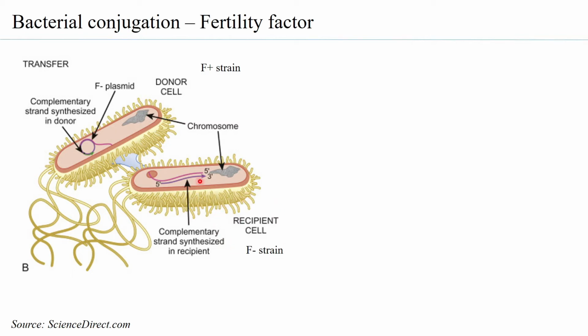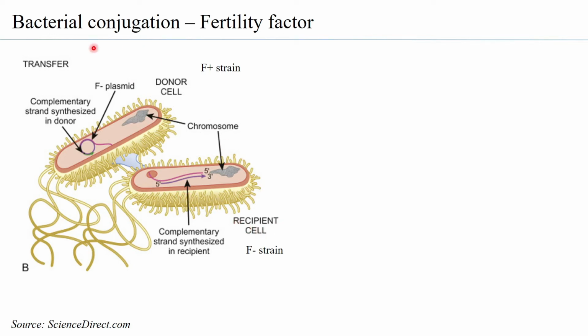Only if a cell does not have the F plasmid will it be able to receive an F plasmid from the donor cell, which means an F plus strain cannot give the F plasmid to an F plus strain. It has to be an F plus strain to an F minus strain. Once this F minus strain gets the plasmid, it becomes an F plus strain and is now able to be the donor. In earlier times, because this was the donor, it was considered to be the male counterpart, and because this was the recipient, it was considered to be the female counterpart.